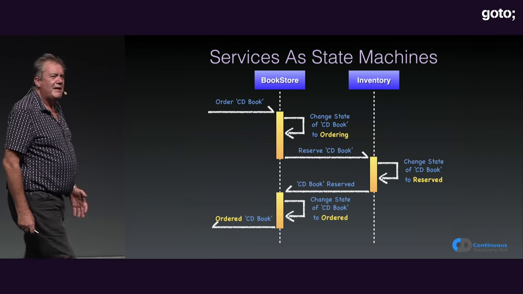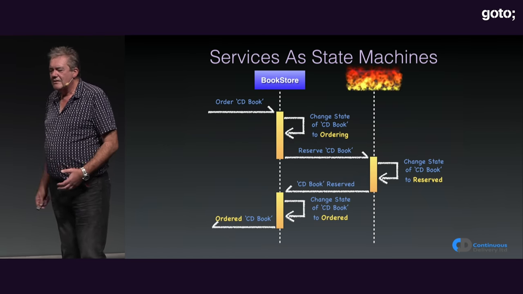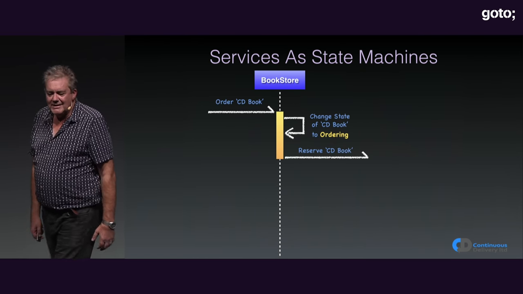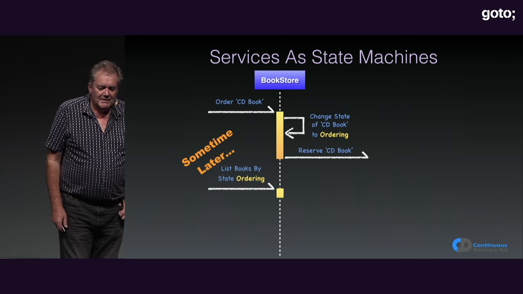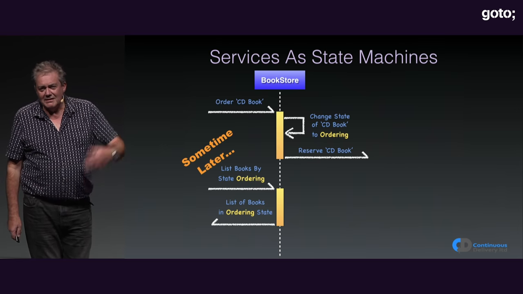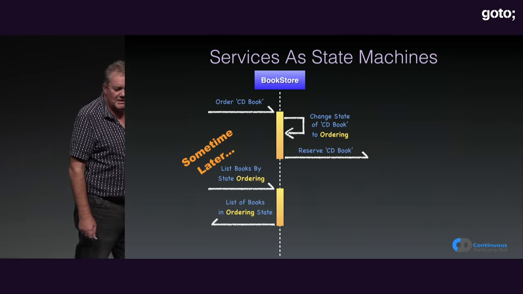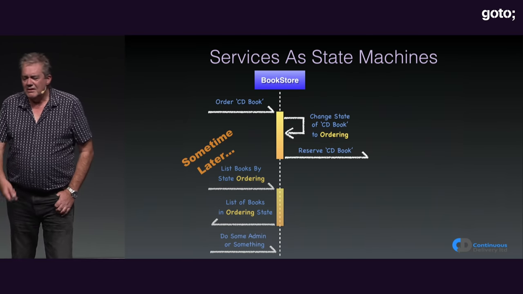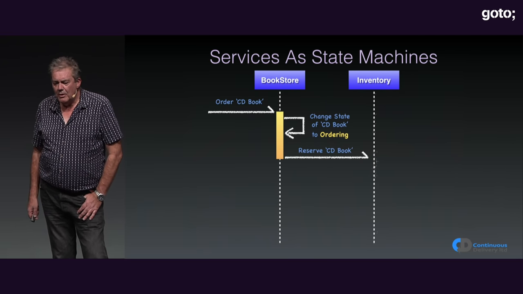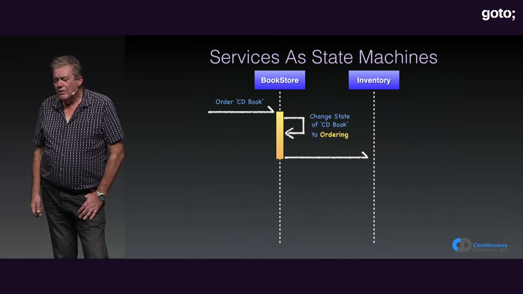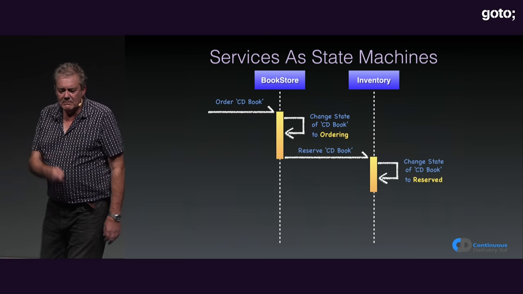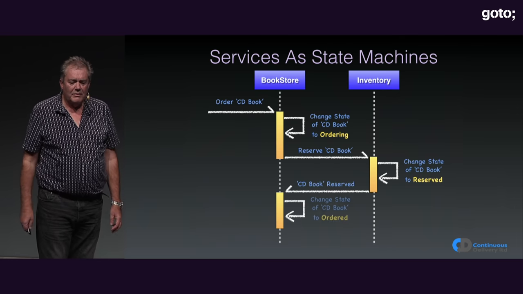There's nothing really very hard going on here, but it does start to ask, if the inventory goes down and all of that stuff doesn't work, sometime later we can rebuild our data center. We could list the books that are stuck in the ordering state and decide some sort of business logic that's going to process them, and send some messages, do some admin action or something or other. Or we could wait until the inventory comes back up, if it's quick, and resubmit the message that had been sent but was stuck in transmission, and change the state back to the same flow that we were talking about before.